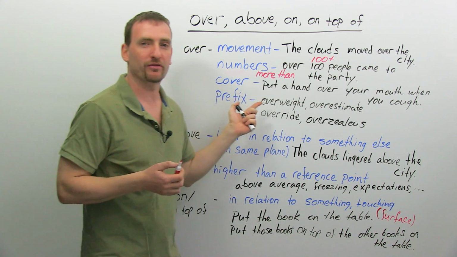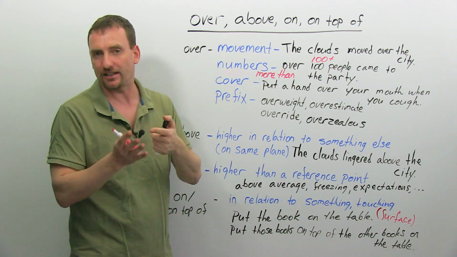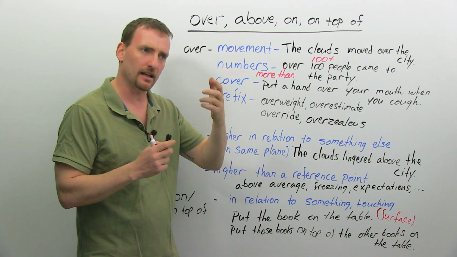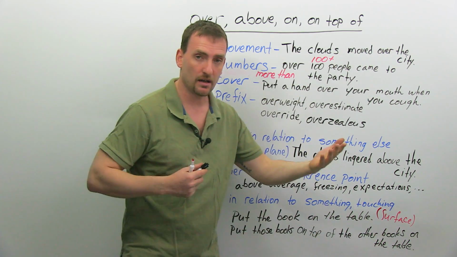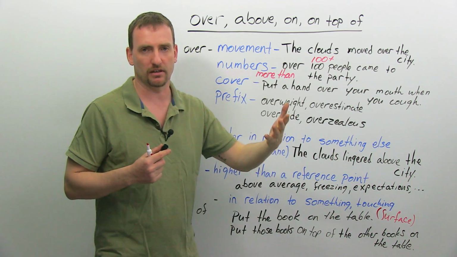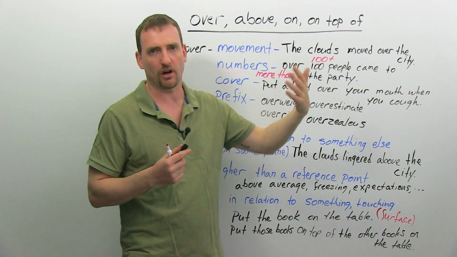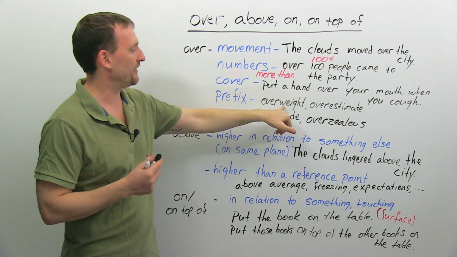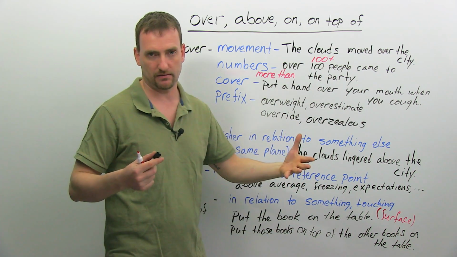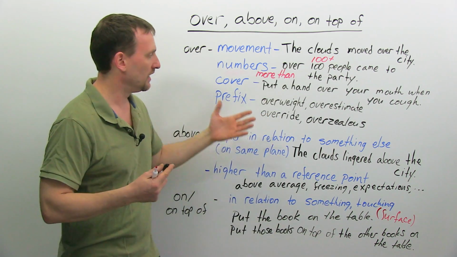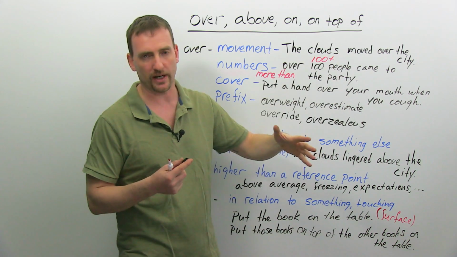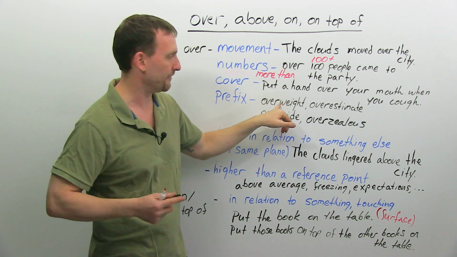Prefix. We also use over as a prefix with nouns, adjectives, or verbs sometimes. Again, the idea is more than, but in terms of the verb, it means extra, beyond what is normal or beyond what is necessary. So if someone is overweight, it means they have too much weight. Not necessarily obese. Obese is even more overweight than overweight, but again, not thin.